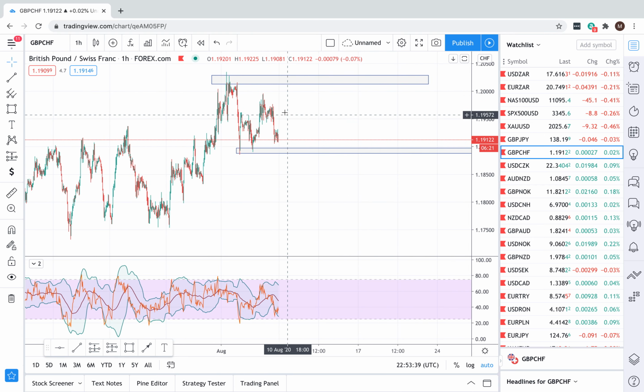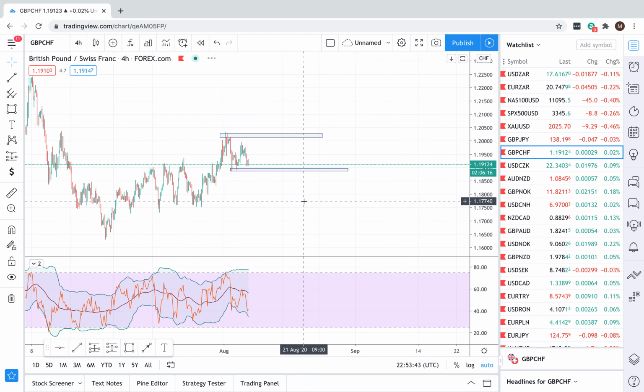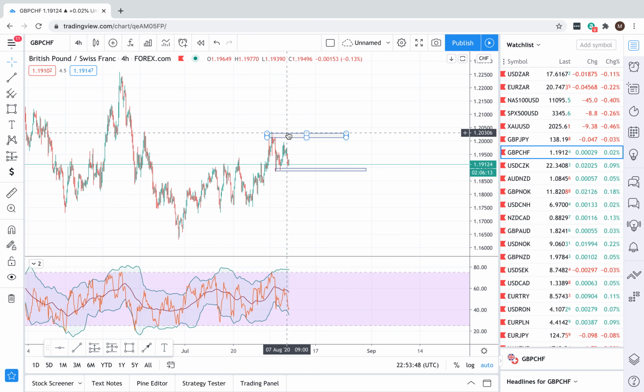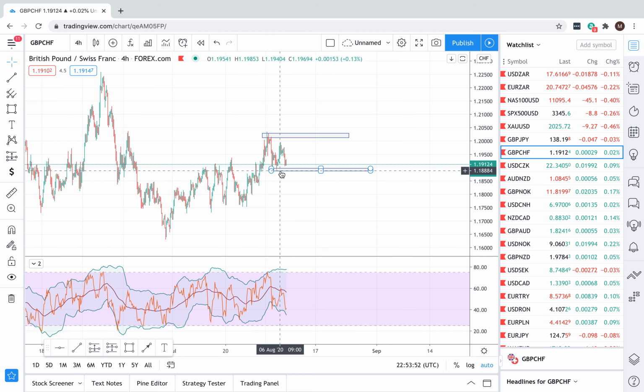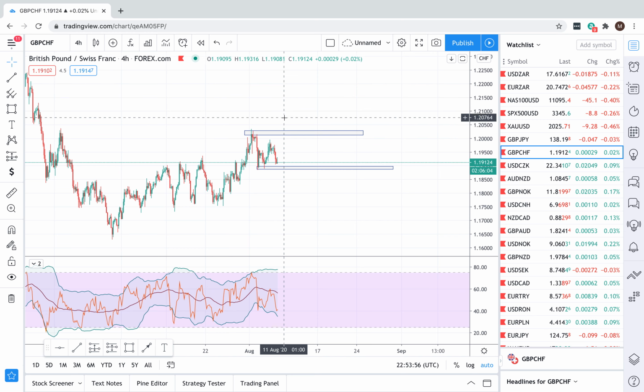GBP CHF right here. Let's go on a higher time frame, H4. Price is on a steady uptrend but rejected the zone right here, and price rejected the zone as well. So now I'll wait for price to either break this zone and come back to retest for an entry, or if it breaks this zone and forms another zone and heads towards the downside some more, I'll look for a short entry setup.